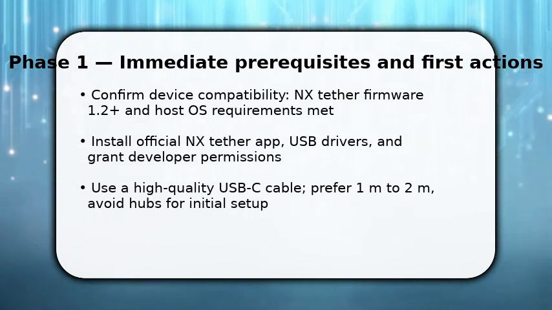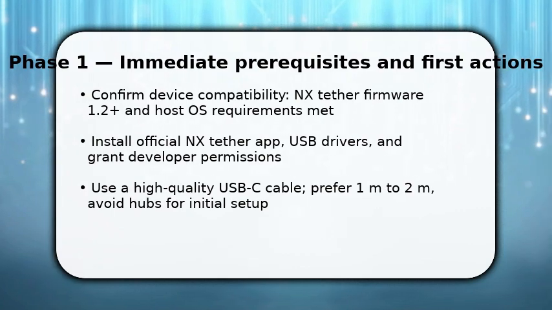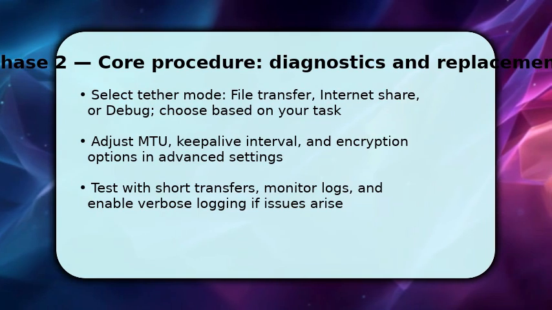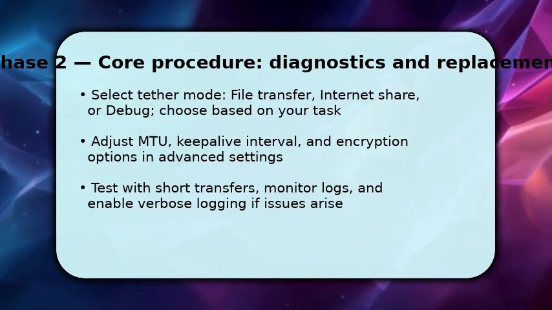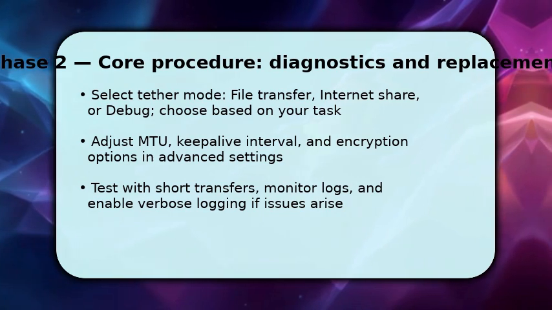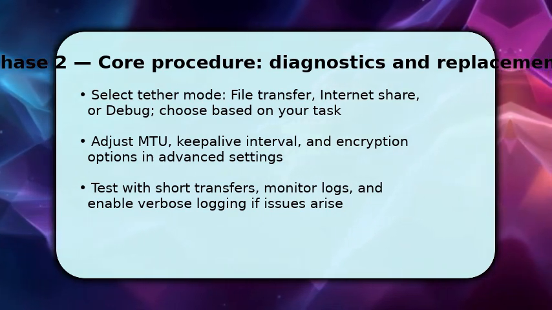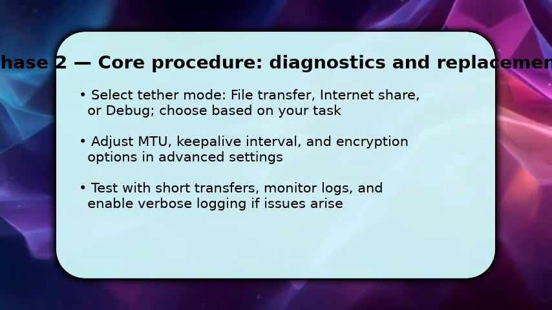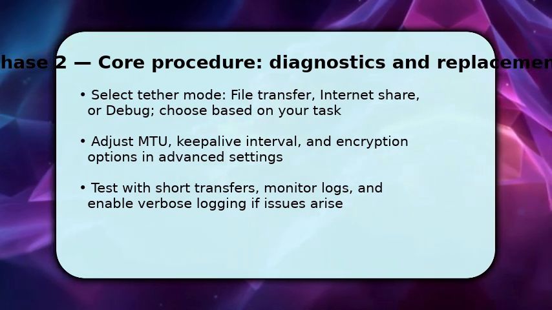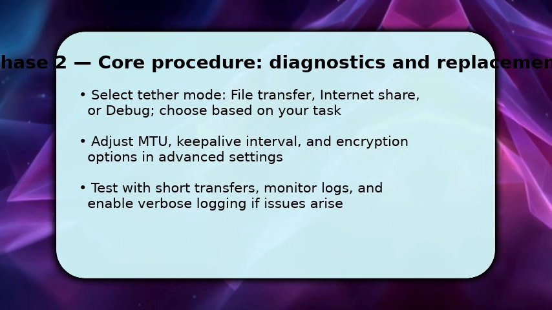This early precision prevents later reconnection loops and saves time when you now configure connection parameters to match your workflow. Choose Tether mode: file transfer for payloads, internet share for browsing, or debug for development, and adjust MTU and keepalive to avoid fragmentation or idle drops. Enable encryption if sensitive data flows. Otherwise, turn it off for performance.